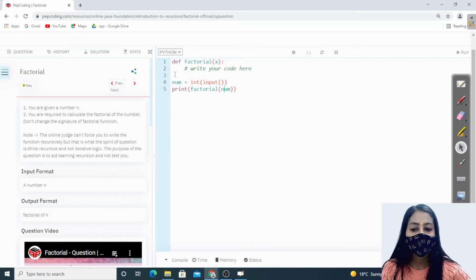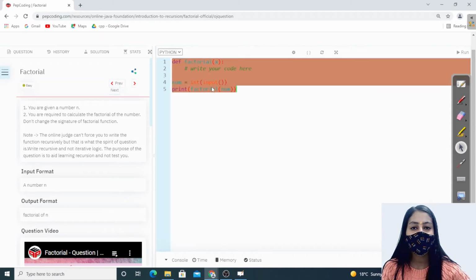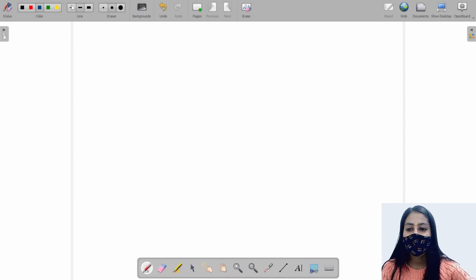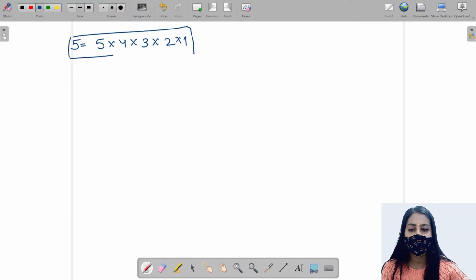So we have to do this problem using recursion, right? So we have to find our faith and expectation. Let's figure that out. We know that the factorial of a number, say 5, is what? 5 multiplied by 4 multiplied by 3 multiplied by 2 multiplied by 1. This is the factorial of 5, right?